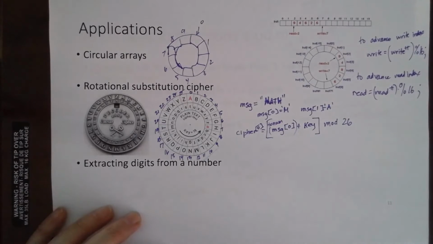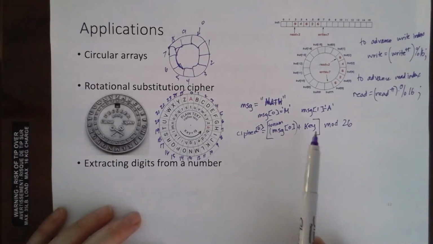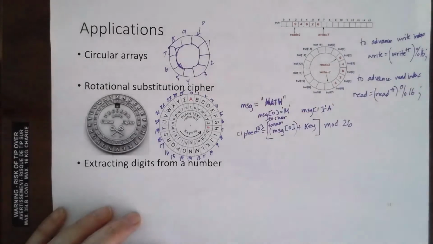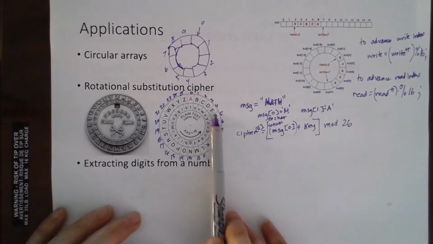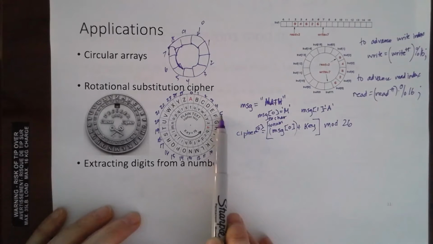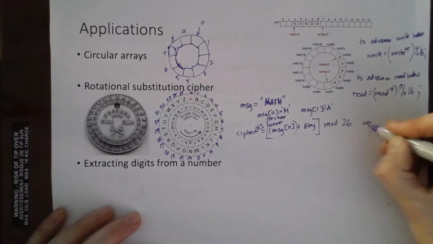From the little ring. But if you were to write this as a computer program, you'd take your message, turn it into a number, add the key, mod 26, and then turn this thing back into a character. So I would get the number 5, and then turn that into a character. Character 5 is F, so this cipher 0 would become F.